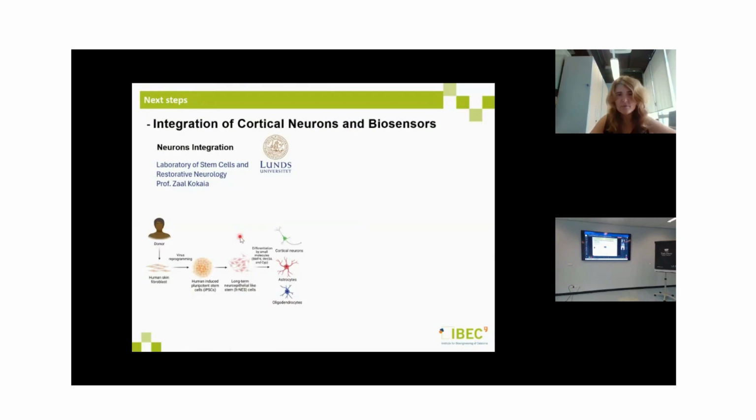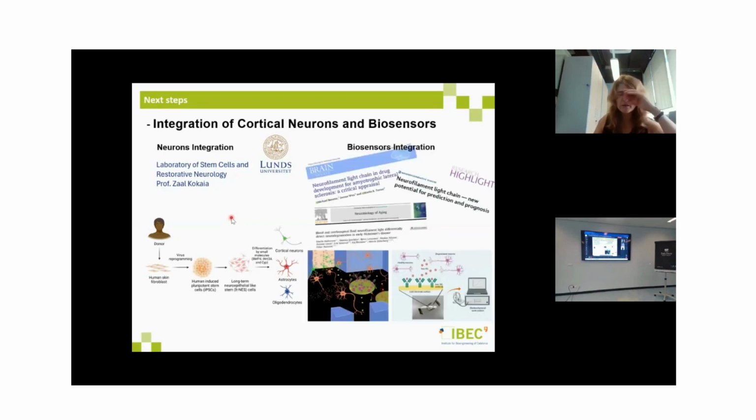And as next steps, we're working on increasing the picture of this model, mixing this blood-brain barrier with neurons for having a whole picture of the Alzheimer's disease model in the chip. So we are collaborating with the Laboratory of Stem Cells and Restorative Neurology of Professor Kokaia at Lund University.